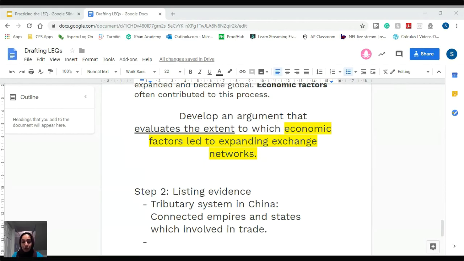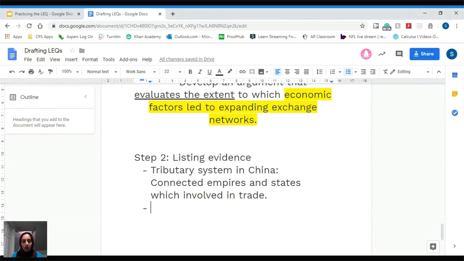Yes, we also have Indian Ocean trade. Good. So how did economic factors lead to an expansion in Indian Ocean trade? So we had the Dutch in the Indian Ocean, we had the Portuguese. So how did economic factors, did they just want to trade?